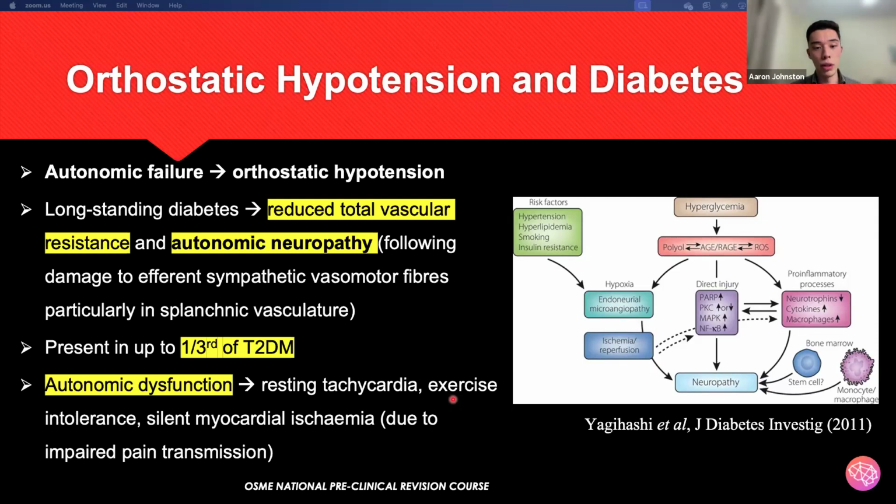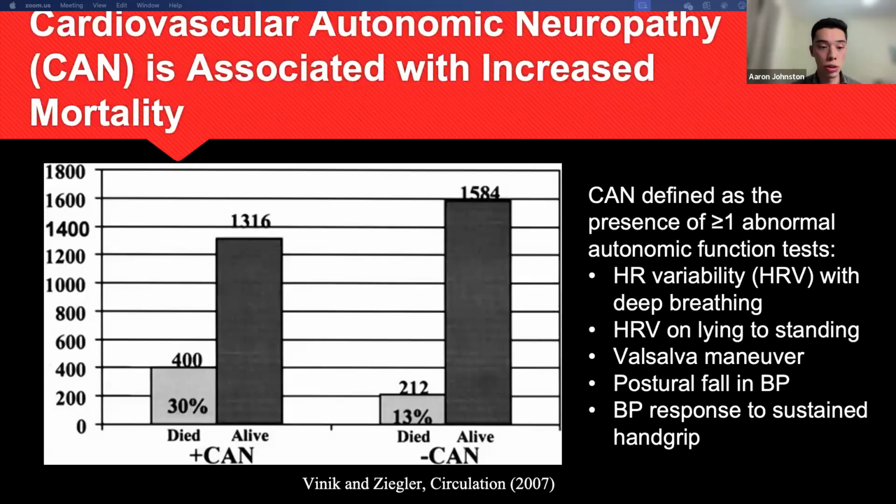If you want to go into the sort of molecular mechanisms of how hyperglycemia leads to neuropathy, there's an interesting review that I highlight on the right-hand side of the screen. And this is present in up to 1/3 of type 2 diabetics. And again, autonomic dysfunction is at the heart of this connection.